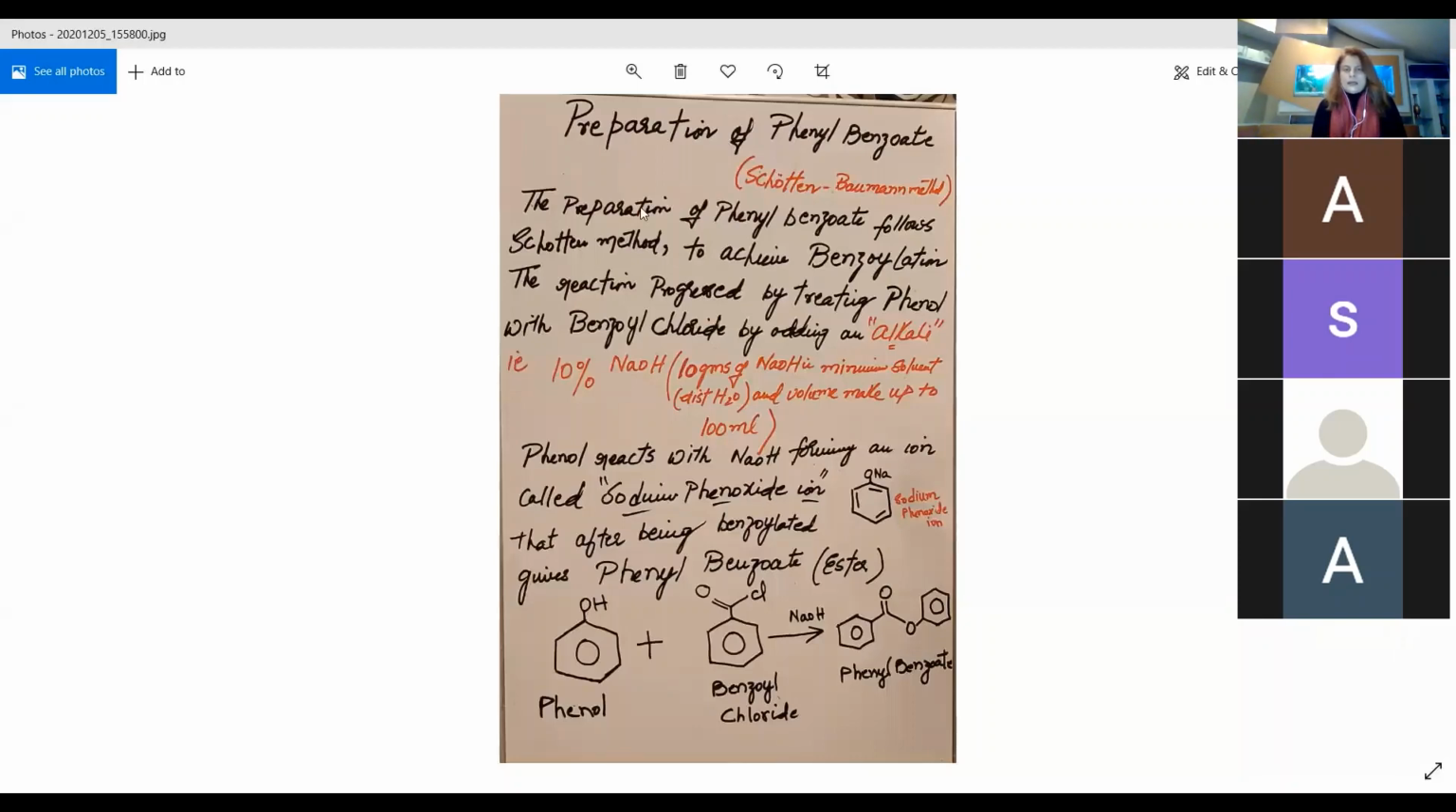I have drawn the diagrammatic profile of your experiment so that you can see how everything goes on stepwise. But here they are saying in a 250 ml flask, you have to dissolve 0.6 gram of phenol in 9 ml of 10% sodium hydroxide solution, and then add 1 ml of benzoyl chloride. So this is how the experiment goes on. Phenol plus benzoyl chloride in the presence of an alkali, you are going to get this phenyl benzoate. Okay, so let's see the next slide.